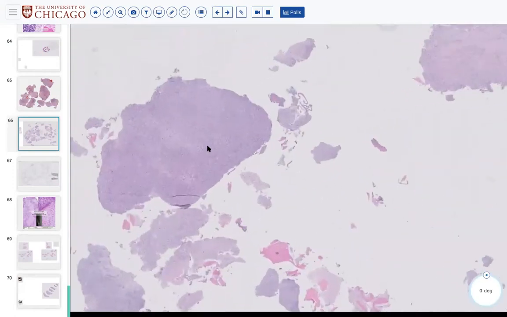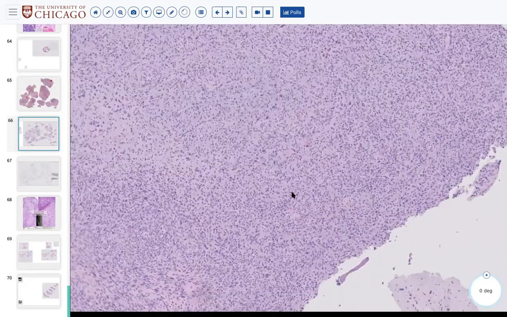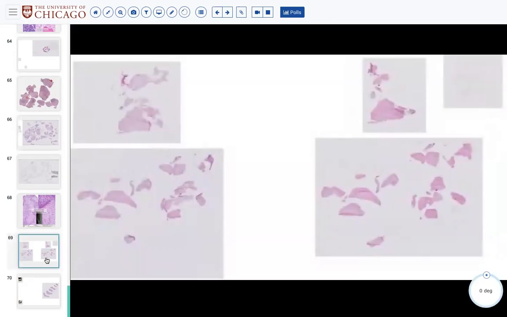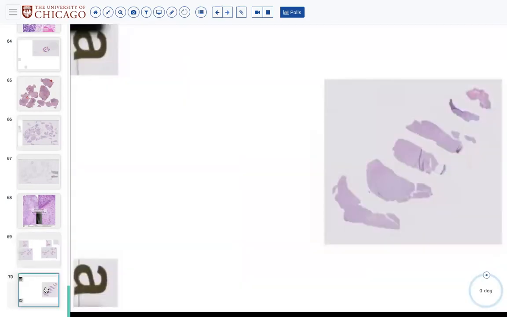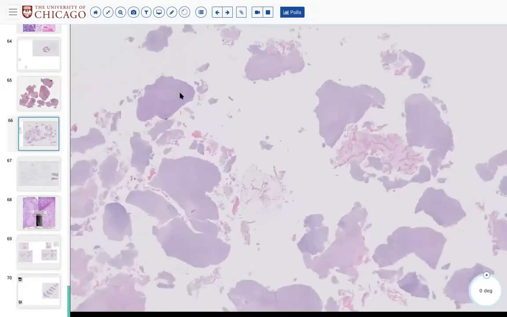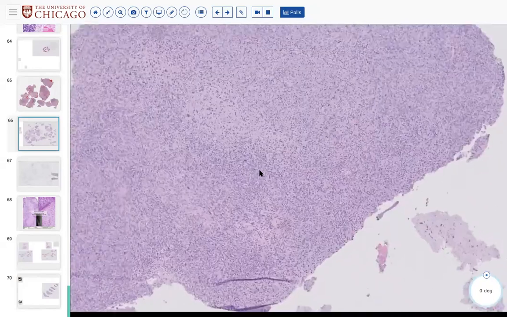Oh, yeah, I know what this is. Sorry, I forgot for a second. So this was frozen 1. This was permanent 1. This was a second procedure on that same patient in which they curetted out some additional material. Same exact patient, same exact case.